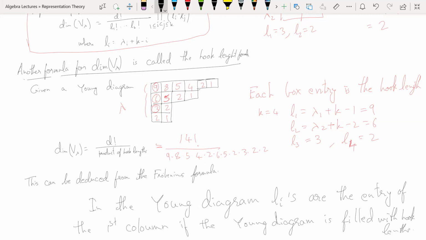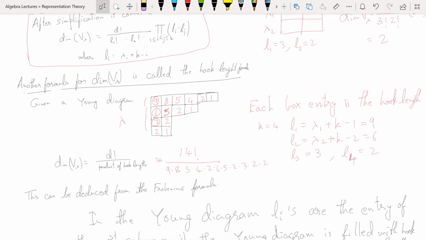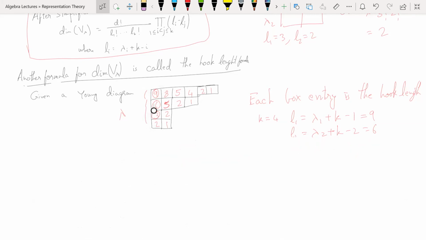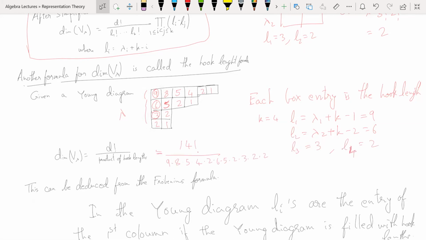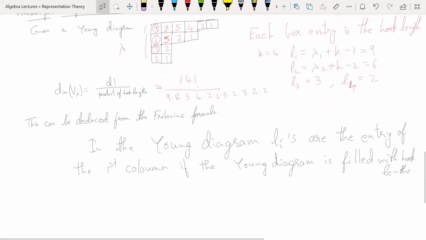Okay, and then I'll have to argue, maybe with some induction. If I remove this, then the new diagram will have, this is the hook length of, so it only depends on things to the right and down. So if I remove the first column, you'll get a new diagram whose hook lengths, yeah, so induct.